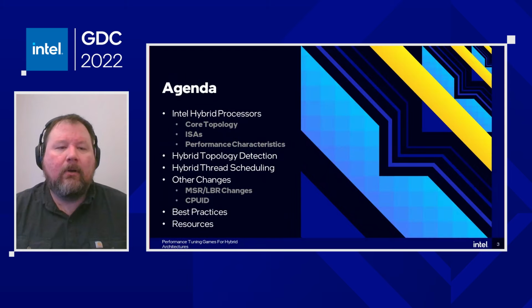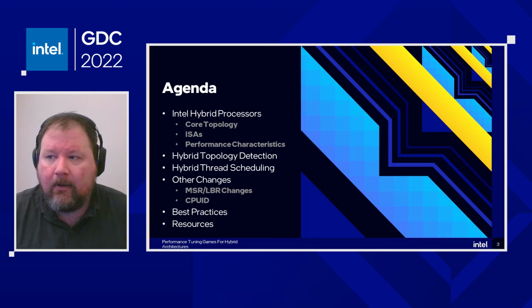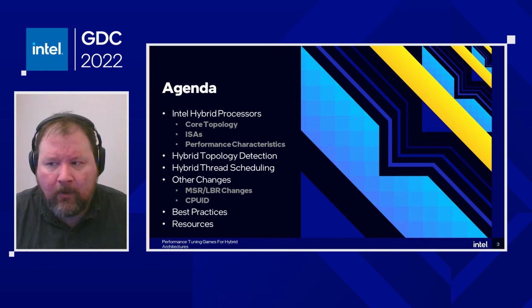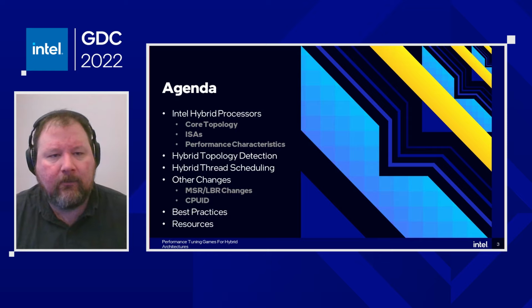Our agenda for today: we're going to talk about Intel hybrid processors, the core topology, their instruction set architectures, performance characteristics, how to detect this hybrid topology, how thread scheduling works with hybrid processors, and some other changes with respect to model-specific registers, last branch records, and CPUID. And then we're going to go through some best practices for games on hybrid processors and some resources for you to take away after this presentation.